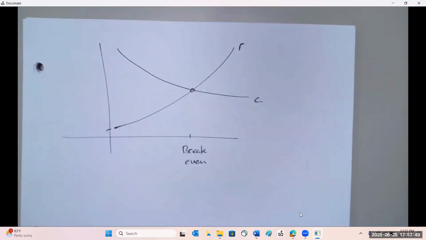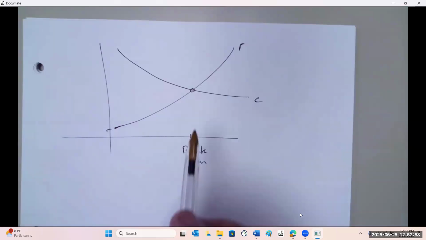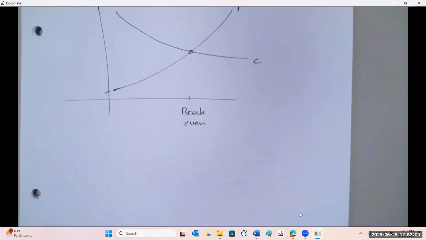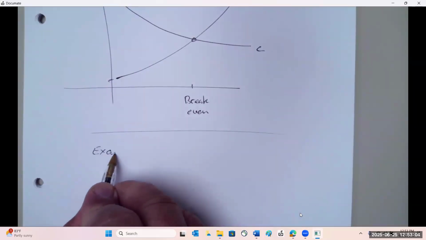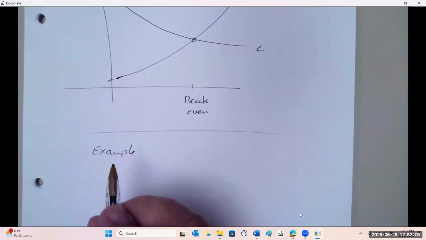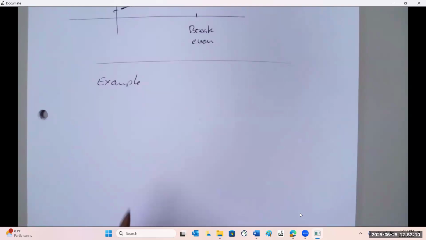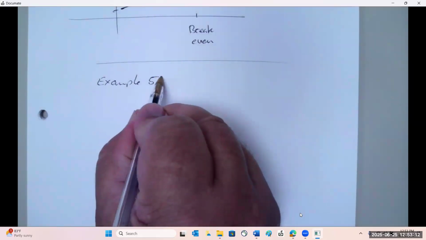This is also similar to the profit and loss statement. The more money you make, the less money you lose, and you'll have a break even point. Let's work on an example. Example 5.